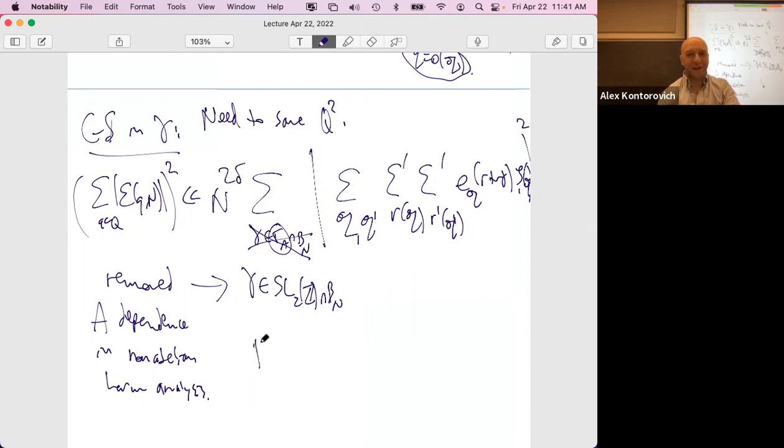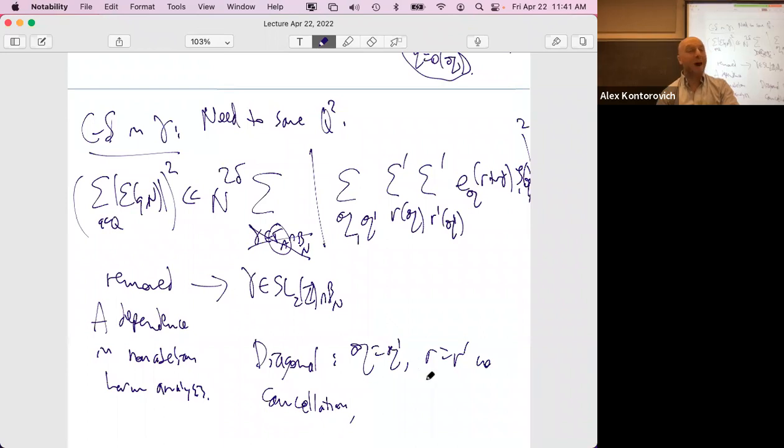Okay, so the diagonal is Q equal to Q prime and R equal to R prime. No cancellation there, no hope of cancellation. And so the most we could possibly save is Q squared. But we need to save Q squared plus a little bit. So this seems doomed. Wait, why were we looking at the diagonal?